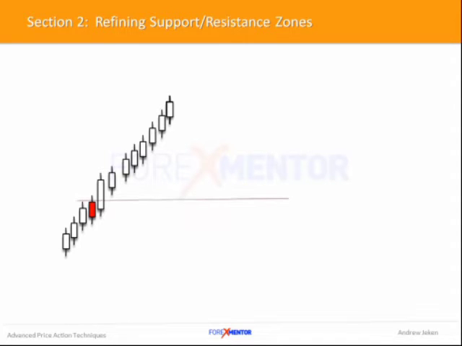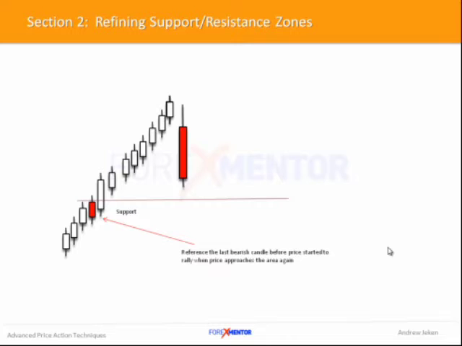So we'll step this forward, and you can see in this example we've had a nice rally in price. You see how price stalled briefly and then continued up. I've marked this area right here. You see this red candle? I've marked this as a reference. So I'm referencing the last bearish candle before price started to rally. When price approaches this area again, if price starts to retrace, this is the area that I want to look at placing an order to go long at.